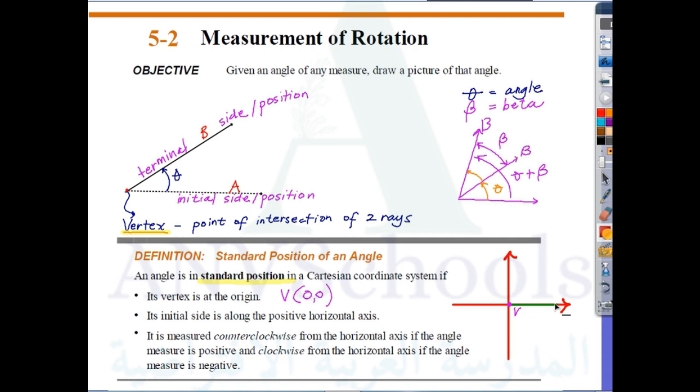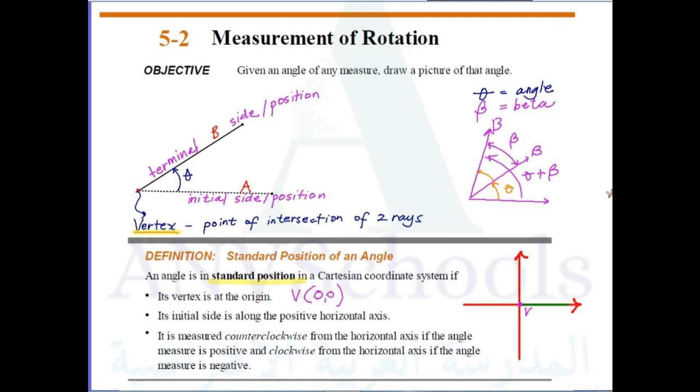It is measured counterclockwise from the horizontal axis if the angle measure is positive, and clockwise if the angle measure is negative. So the angular measure always begins from this side. Meaning it's counterclockwise if the angular measure is positive. So when theta is greater than 0, our rotation direction is counterclockwise. This is counterclockwise, right? It's opposite the clock, so it's called counterclockwise.